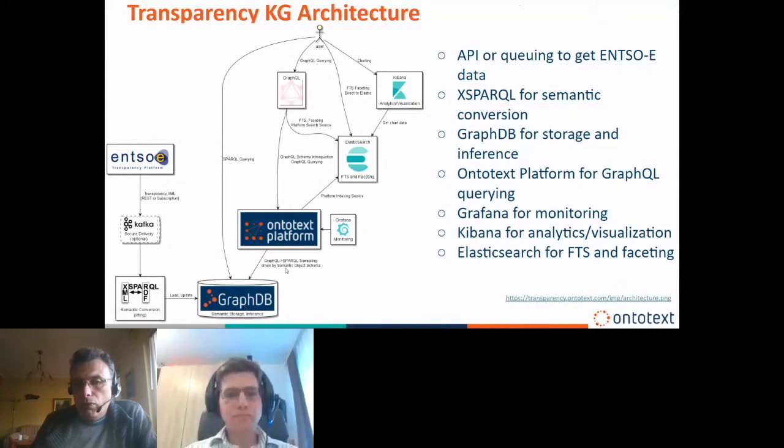The semantic object modeling language, which provides GraphQL querying of the data, simpler querying. And on top of the platform, we have Grafana for monitoring, Elasticsearch for full text and faceted queries, and Kibana for analytics. You see a couple of charts at the very end that are done with Kibana.